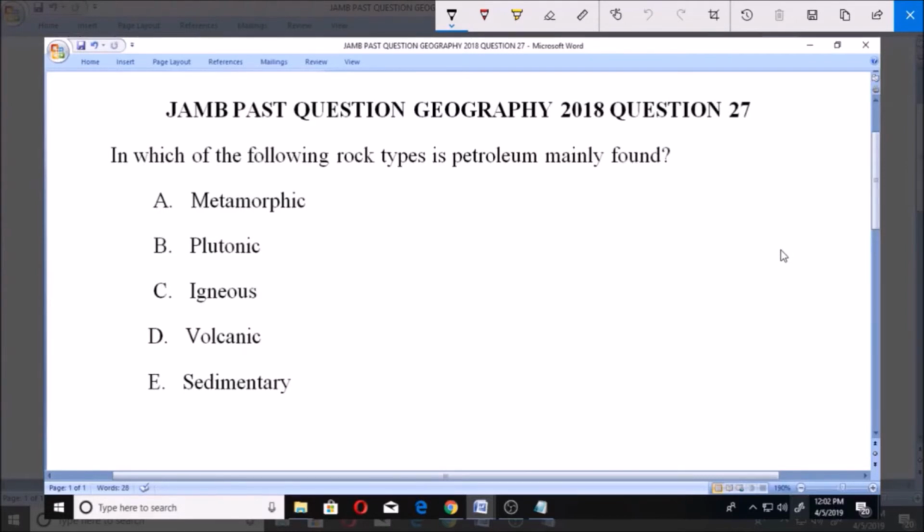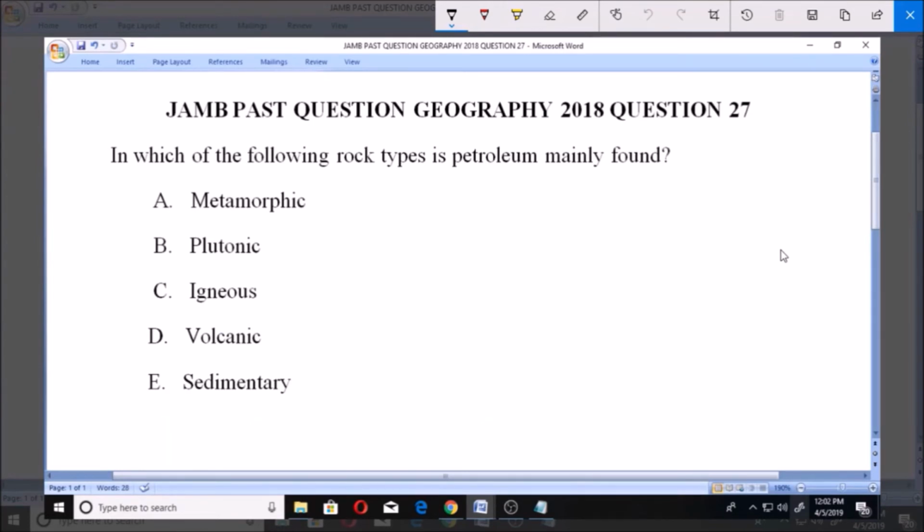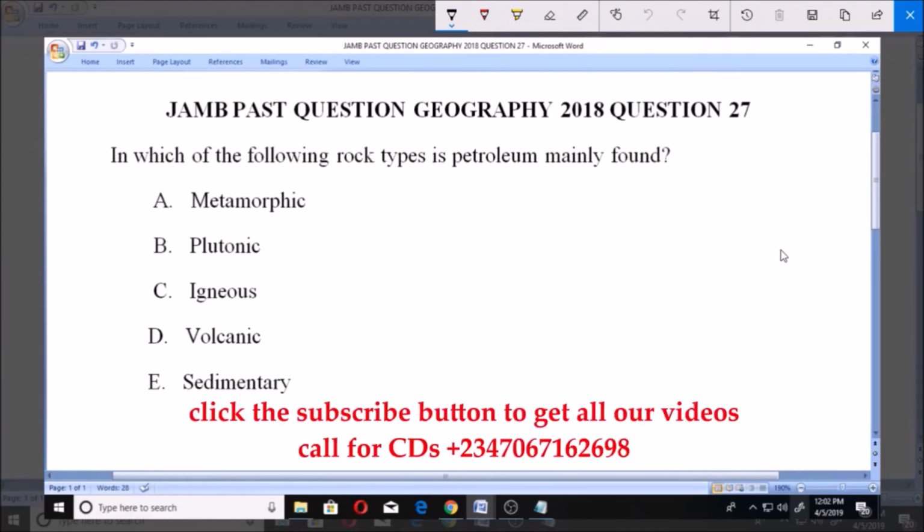Let's look at this JAMB past question, Geography 2018, question number 27. In which of the following rock types is petroleum mainly found? A. Metamorphic, B. Plutonic, C. Igneous, D. Volcanic, E. Sedimentary.